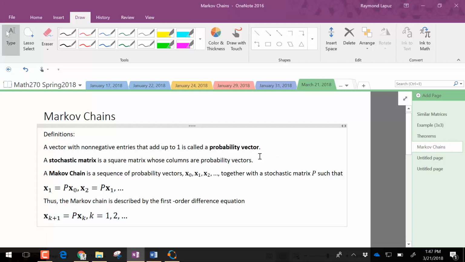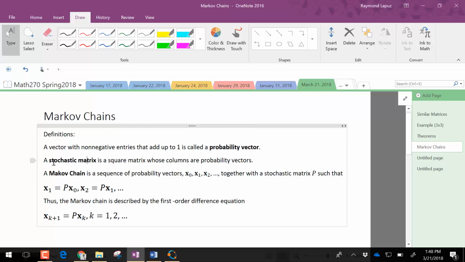One, a probability vector is a vector whose elements all add up to 1. Each element is a probability. And if you know anything about probability, probability is always positive. It's always a number between 0 and 1. So a probability vector is a vector whose components add up to 1.